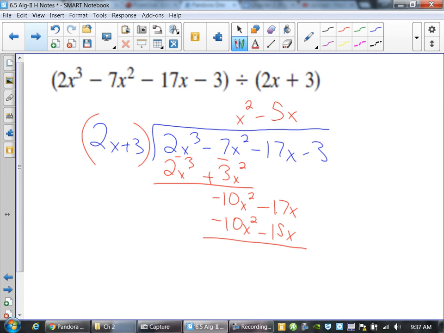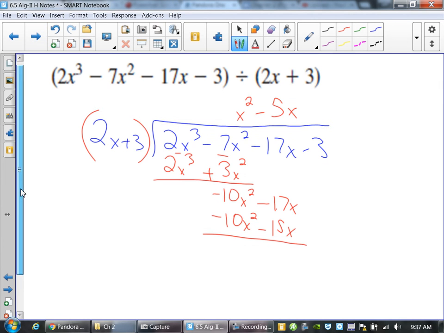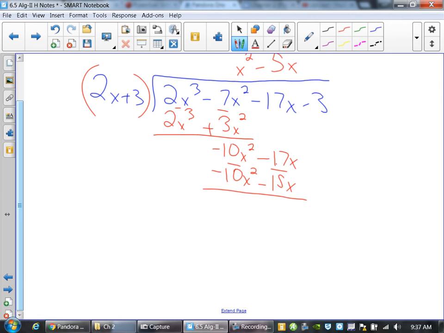When you're subtracting, make sure you put subtraction on both parts. I cannot stress the number of times you guys screw up when you don't put it to the second term. You'll add them. I know you. This is what you do. Negative 10 minus negative 10 is gone. Negative 17 minus a negative 15 becomes negative 2x.